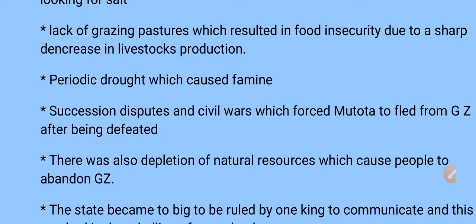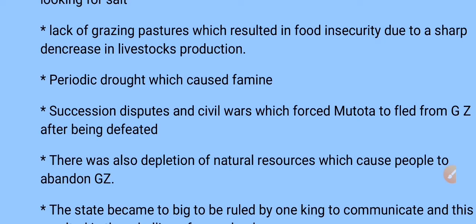And Great Zimbabwe rose because there was absence of tsetse fly, which makes Great Zimbabwe pleasant to stay. Great Zimbabwe rose because there was availability of natural resources like salt and firewood. Great Zimbabwe rose because of the payment of tribute, which created a strong economy. Great Zimbabwe rose mainly because there was a polygamous system.